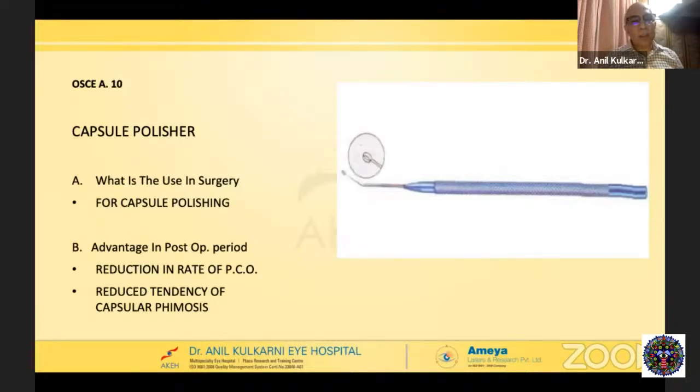It's a capsule polisher. The use in surgery is for polishing the capsule. The advantage in postoperative period is that it reduces the rate of posterior capsular opacification as well as reduces the tendency for capsular phimosis, particularly when you have a smaller rhexis which has been performed.